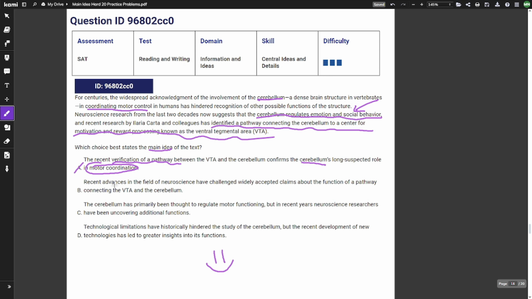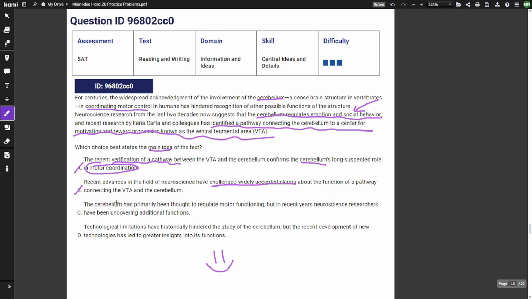B. Recent advances in the field of neuroscience have challenged widely accepted claims. That's just not true. There's no challenging of claims going on here. All it says is that the cerebellum does this one thing, and then they found out it also does another thing. They never challenge anything. So it's not gonna be B. Well, how many times did I say B? Not gonna be B. Oh, never mind.